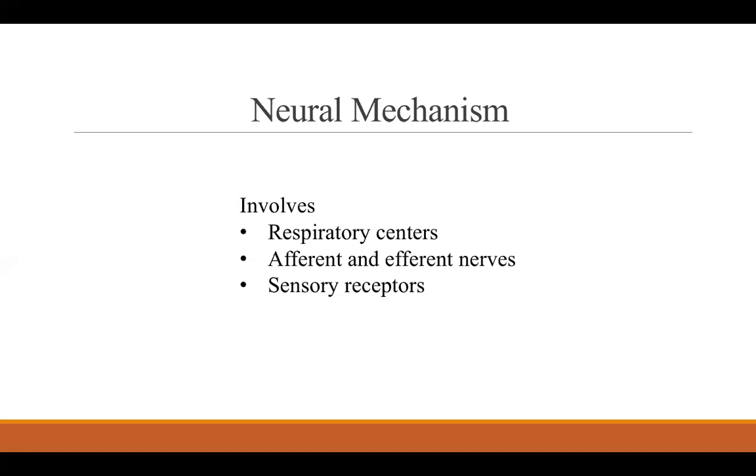Those are the motor or efferent nerves reaching the respiratory muscles, but there are many other neurons between the cerebral cortex and the brainstem, between the hypothalamus and the brainstem, and so on. Sensory receptors, as I mentioned: mechanoreceptors are involved, baroreceptors are involved. By the way, baroreceptors are a type of mechanoreceptor. Chemoreceptors are involved. Pain receptors, and so on.